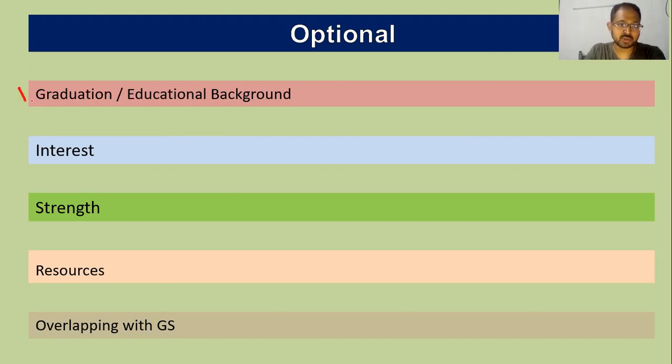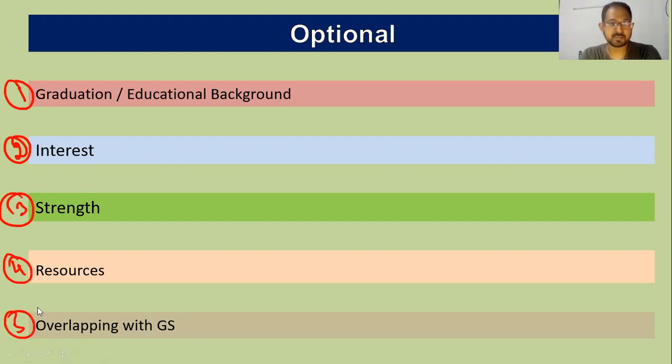First is your graduation or your educational background. We'll talk about it. Second is your interest. Third is your strength. Fourth is your resources available. And fifth is the overlapping with GS. Okay. So first is your background.